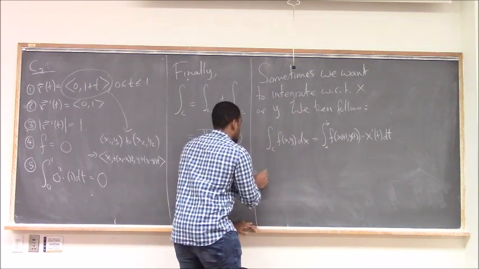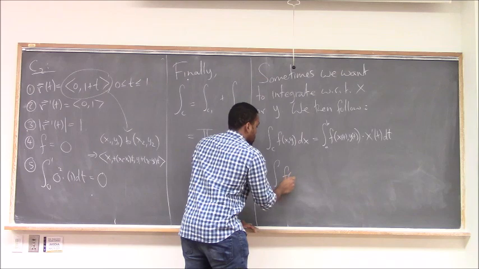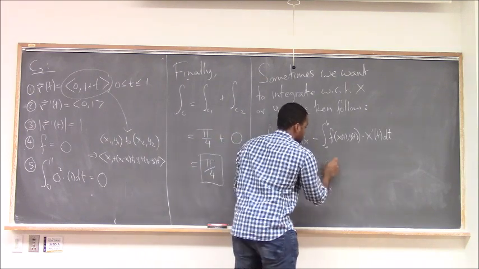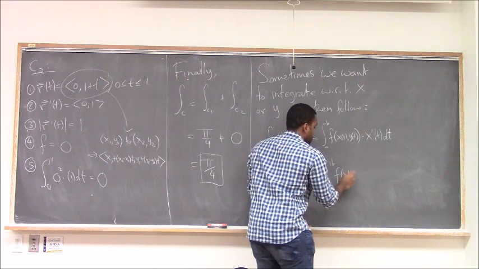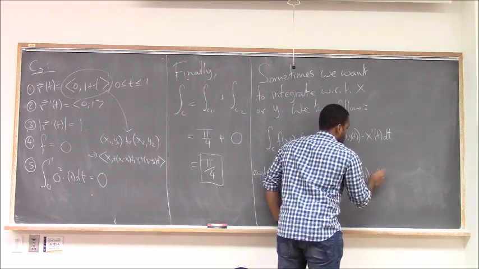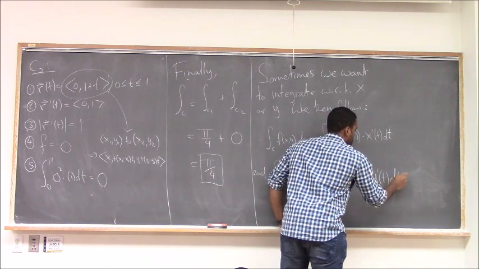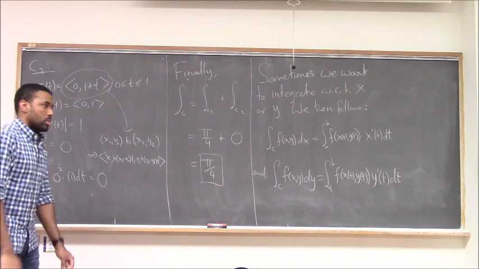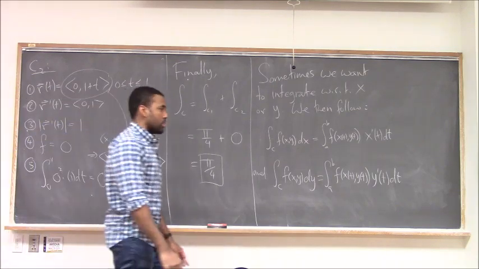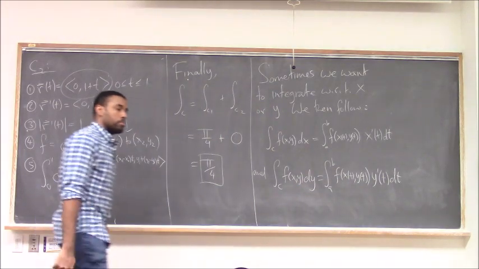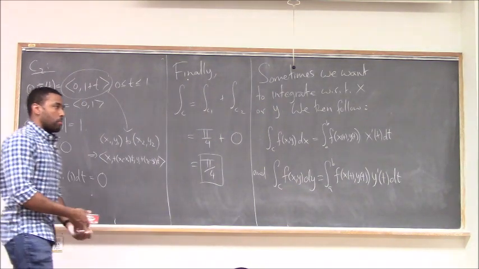And for the integral of f of x, y dy, similar definition: it's f of x of t, y of t, times y prime of t. I avoid writing the dot, because there will be cases where we're doing a dot product, and I want to avoid the confusion. But these are multiplication.